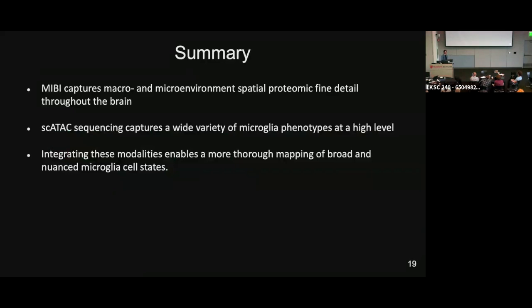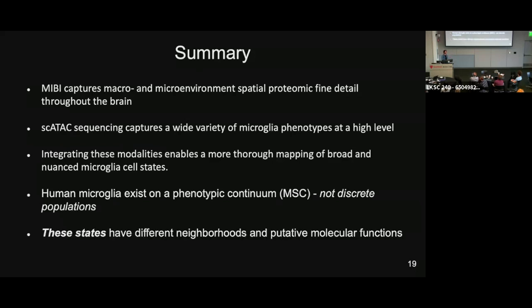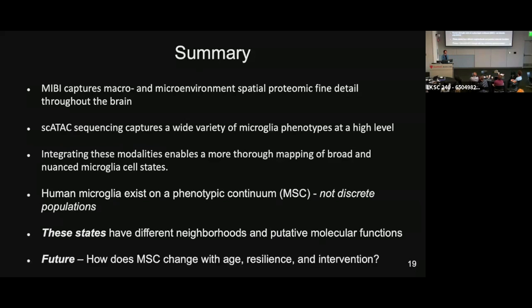MIBI captures macro and microenvironmental spatial proteomic fine detail in the human brain. Single-cell ATAC sequencing captures a wider variety of microglia phenotypes at a high level, but ultimately integrating those modalities enables a more thorough mapping of broad and nuanced microglia cell states. And ultimately, I want you to take away from this that human microglia exist on a phenotypic continuum and that they're not necessarily discrete cell states, which I know as human beings, we want nice buckets, but sometimes we really need to look at the continuous population. These states have different neighborhoods and putative molecular functions, and future work involves looking at how that continuum changes with age, resilience, and potential intervention.